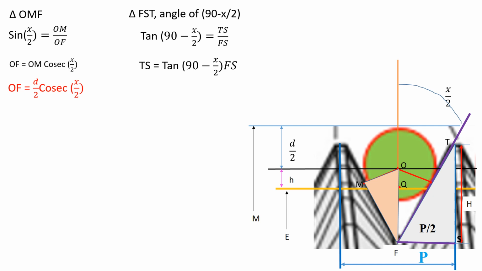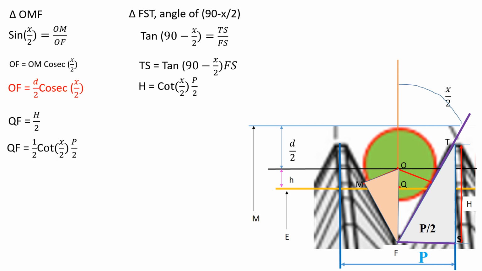From the diagram we have to observe that TS is nothing but the depth of the thread, that is the capital H. So H equals tan of (90 minus x by 2), which is nothing but cot x by 2. One more thing to observe in the diagram is that FS is nothing but P by 2. Inserting the FS value of P by 2, TS, that is the capital H, will become cot of x by 2 into P by 2.